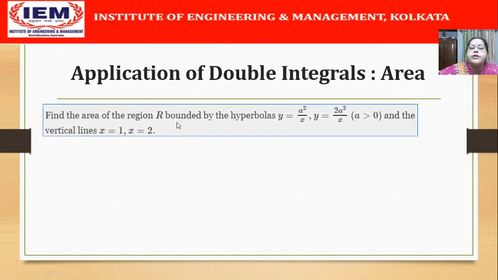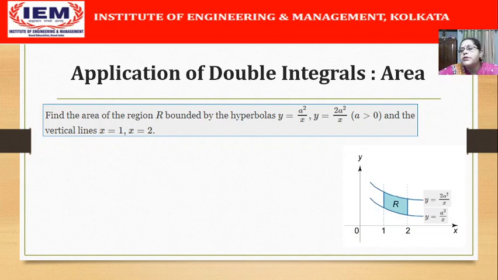Find the area of the region R bounded by the hyperbolas y equal to a square by x, y equal to 2a square by x, a greater than 0, and the vertical lines x equal to 1, x equal to 2. So let us draw the region once more. It looks like this. These are the hyperbolas: y equal to a square by x, and this is y equal to 2a square by x. And here we have the vertical lines marking the left and the right boundaries, x equal to 1 and x equal to 2. So this is our region R.